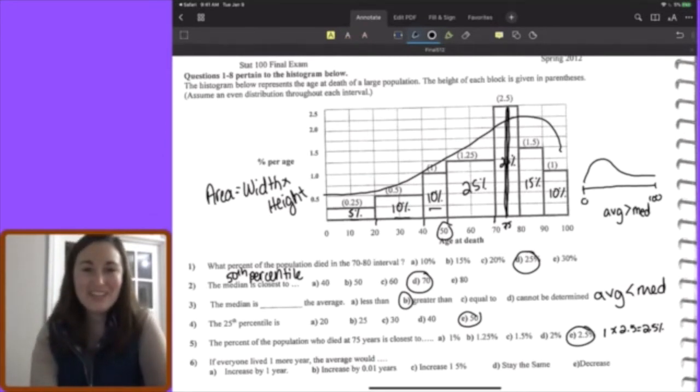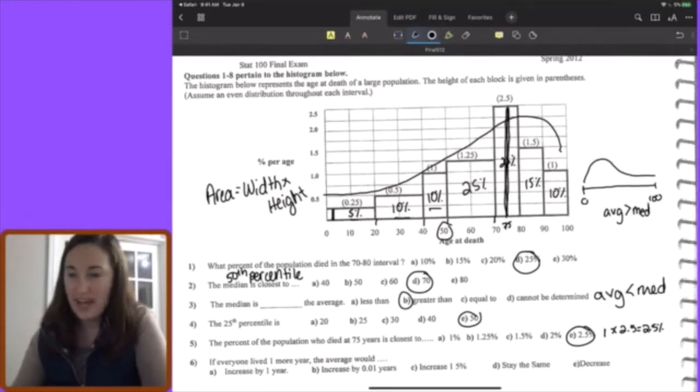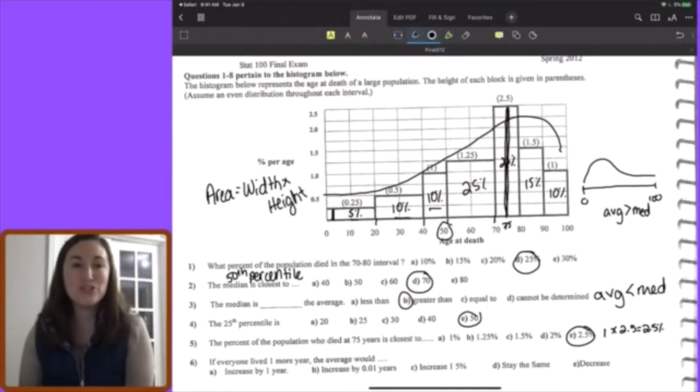So that's always kind of a tricky question. If I ask something else like what percent of the population died when they were 2, that would be right here. That would be this little sliver. Here is 2, and the width would be 1 in this case, and then the height would be 0.25. So that would be 0.25%.